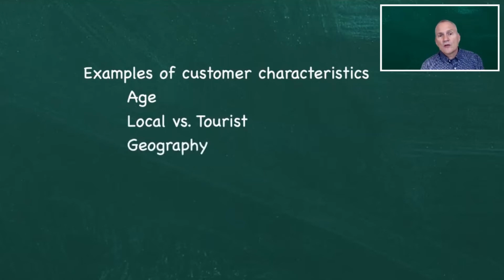Sometimes there's geography issues. So local versus tourist kind of fits there, but a better example of geography is in B2B, we would charge Asian countries lower prices than we would charge US or Europe. And the reason is just based on the willingness to pay of what we knew about the people's geography and where they lived.